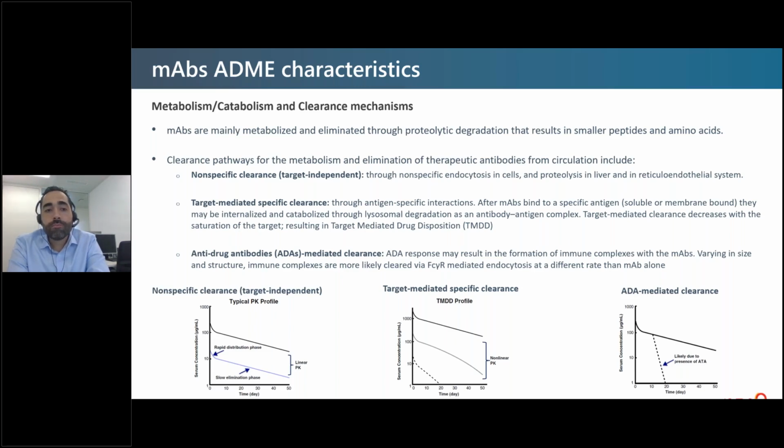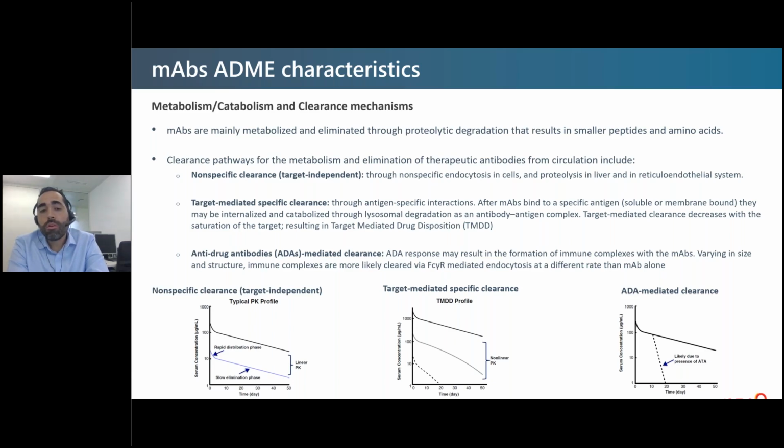The second mechanism is target-mediated specific clearance. This will occur through antigen-specific interactions. After the MAB binds to a specific antigen, which could be soluble or membrane bound, it may be internalized and catabolized through lysosomal degradation as an antibody-antigen complex. However, the target-mediated clearance decreases with the saturation of the target, and this results in what we call target-mediated drug disposition, or TMDD. With this second mechanism, generally, we observe a nonlinear PK profile.